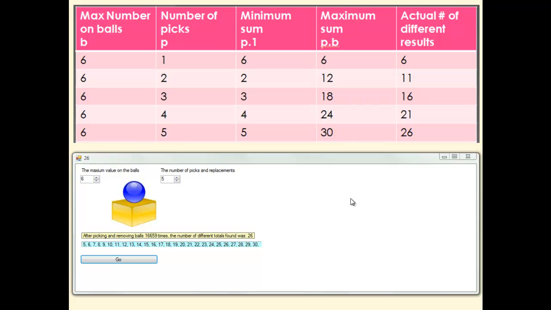But this program does not do that. This program, as you can see, picks and removes balls. It did it 16,659 times, and by that number of picks it had in fact found all the possible different totals that there were.